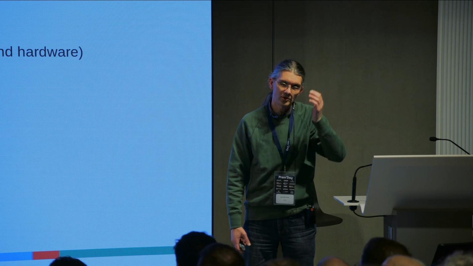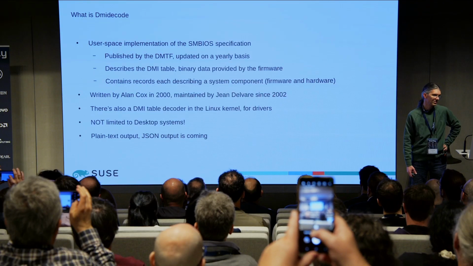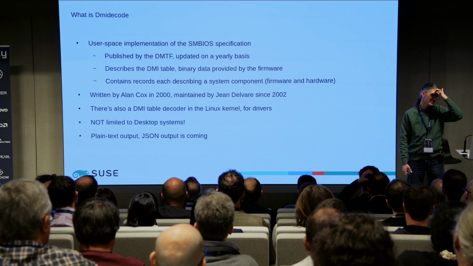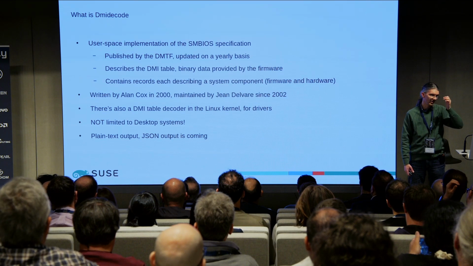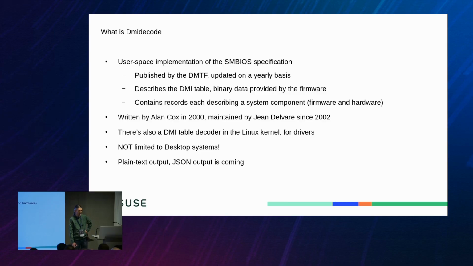A short introduction of what Dmidecode is, if you do not know about that tool. It's a user space implementation of the SMBIOS specification. That specification is published by the DMTF, the Desktop Management Task Force, updated on a yearly basis, and it describes a DMI table, which is binary data provided by firmware. That table contains records, each describing a system component, either a firmware or hardware component.